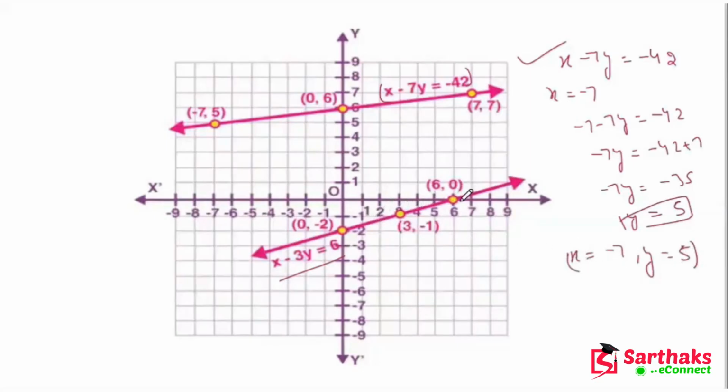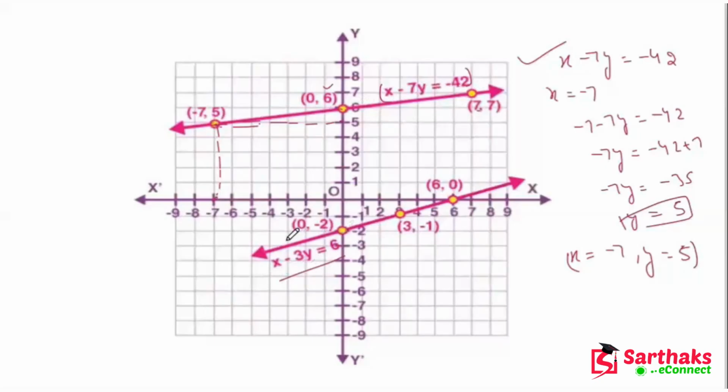So where is x is equal to minus 7? Here is x is equal to minus 7, and where is y is equal to 5? Here is y is equal to 5. So we will meet like this. So this is the point. If we put x is equal to 0, then we get y is equal to 6. And if we put x is equal to 7, then we get y is equal to 7, and we meet this equation.